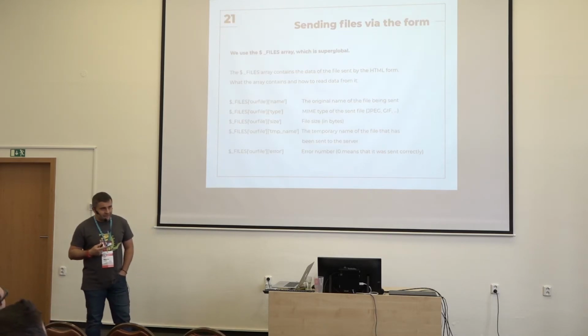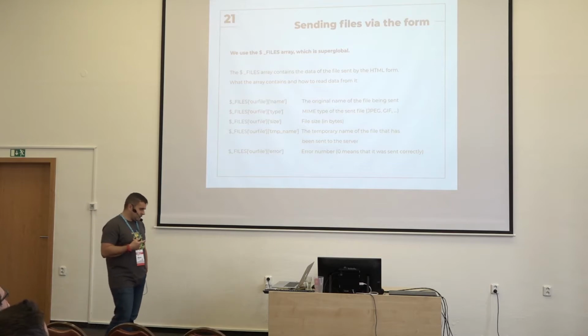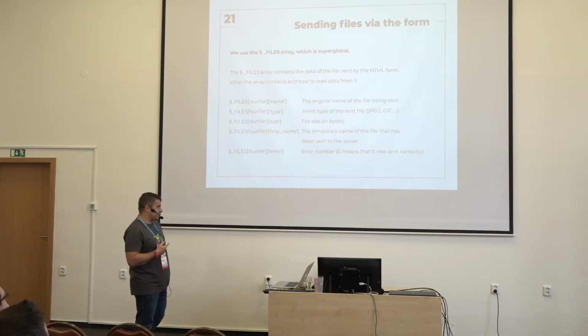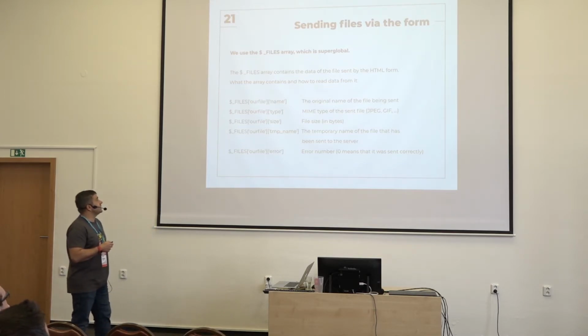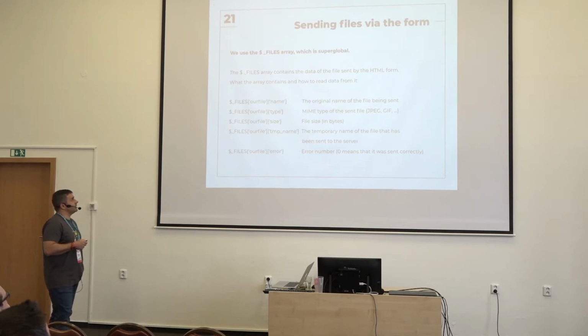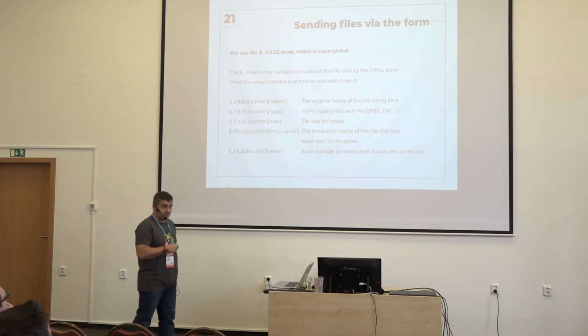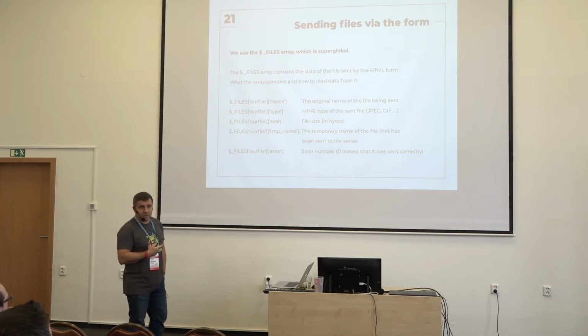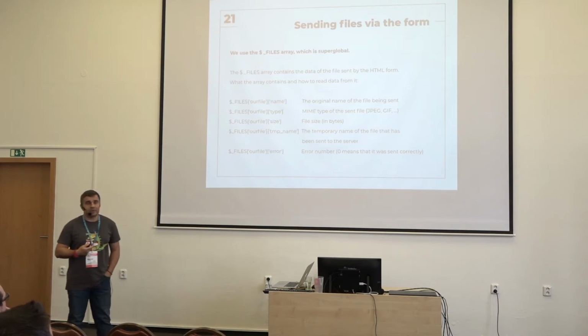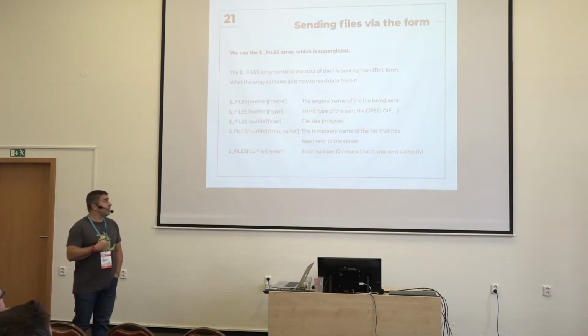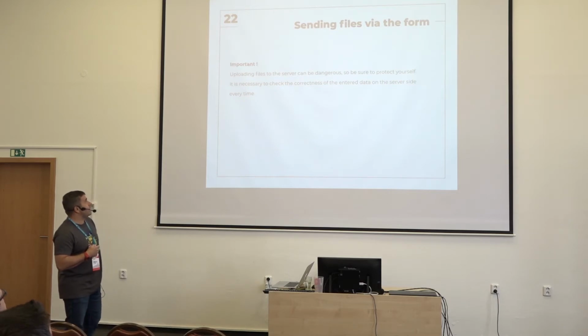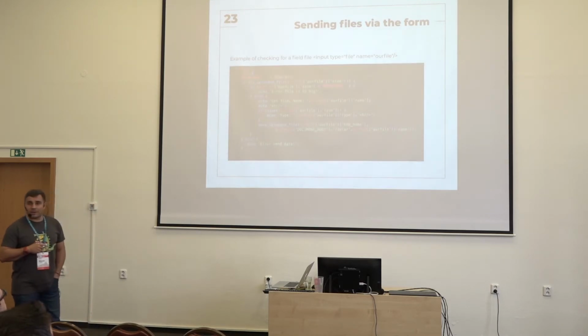But when we send the file, we use the next superglobal array called $_FILES, and in this array we store some information about the file, like name, type, size, temporary name, or some error. We can use this information to validate our form and our file. And a very short example of how to do this.